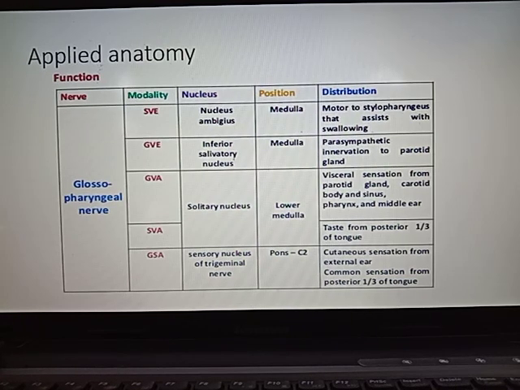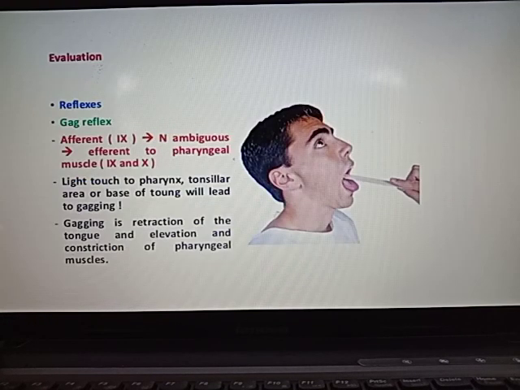This glossopharyngeal nerve distributes to different parts of the oral cavity and the posterior one-third of the tongue and one muscle. So these things you should remember. The glossopharyngeal nerve supplies the stylopharyngeus muscle. It provides the parasympathetic innervation to the parotid gland and the visceral sensation from the parotid gland, carotid body and sinus, pharynx and middle ear, and taste from the posterior one-third of the tongue, and cutaneous sensation from the external ear, and common sensation from the posterior one-third of the tongue. So this is the distribution of this nerve.